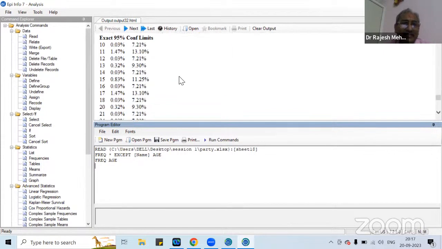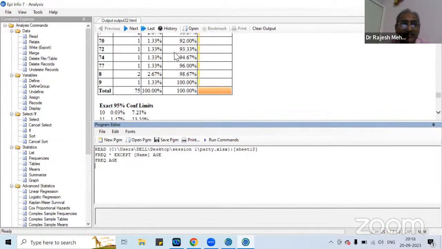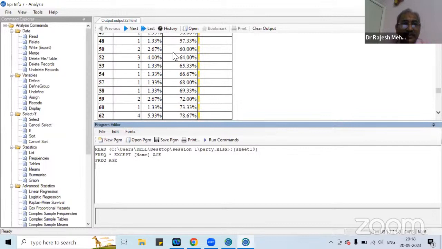But then why is this long distance given over here? This shows how many people are having age 50 years. Here you can say that 2.67% are having age 50 years. In this data, out of 75 people, 2 people are having age 50 years. But suppose this 75 people, I hope everybody is attentive, suppose this 75 people are selected randomly from 1 lakh population or from 10,000 population.